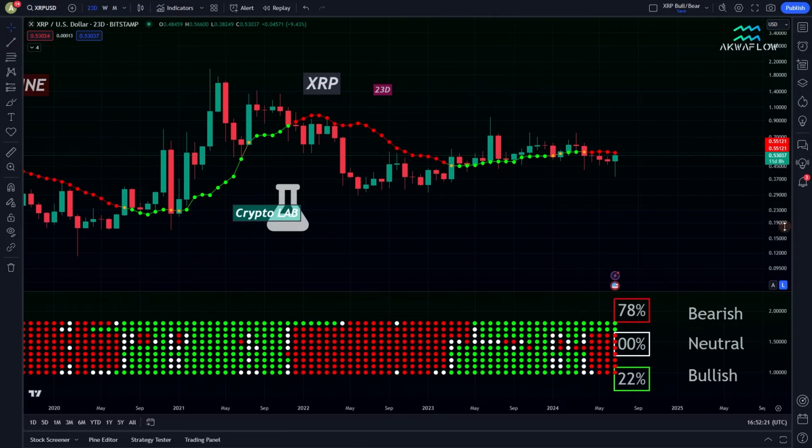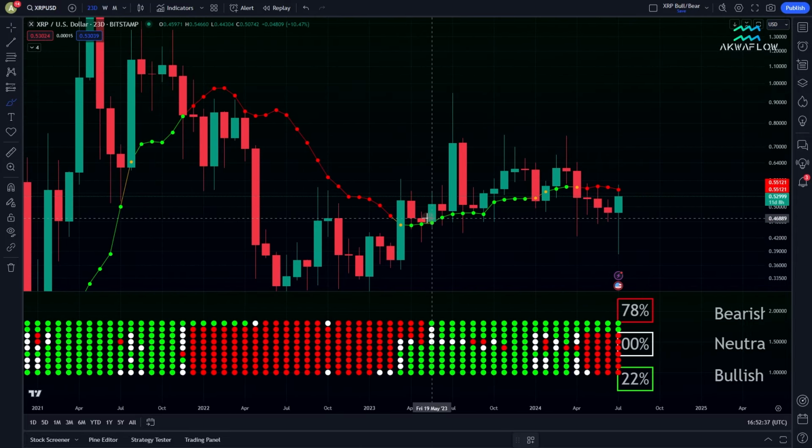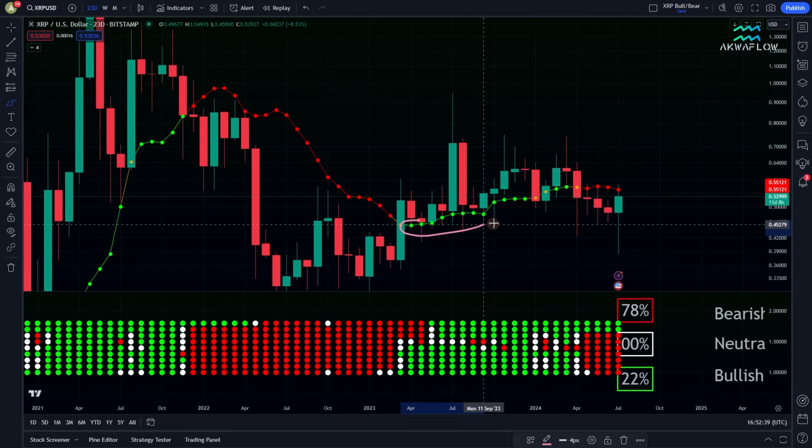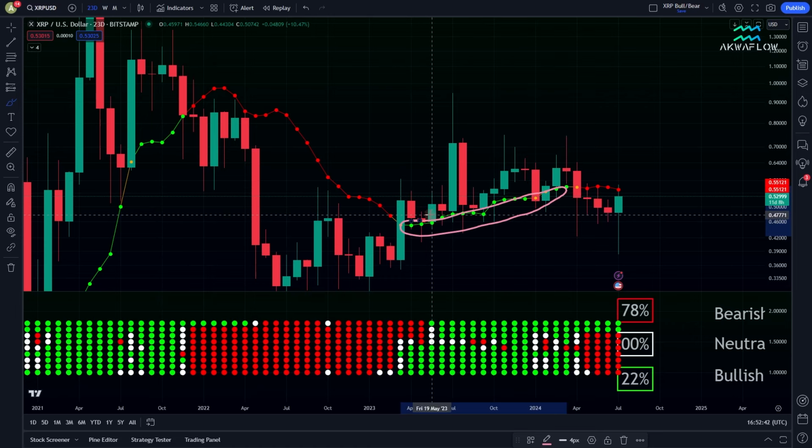So what is this chart telling us? First, we stayed bullish during this entire phase of the market, using the line as a strong support for multiple candles in a row.